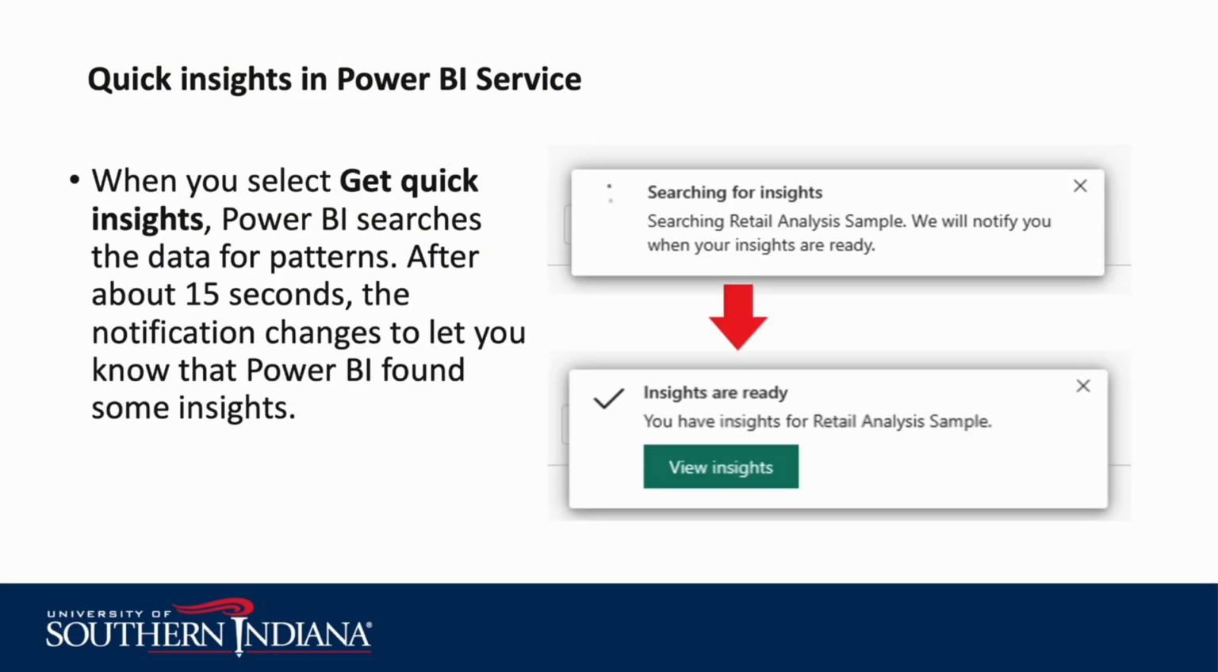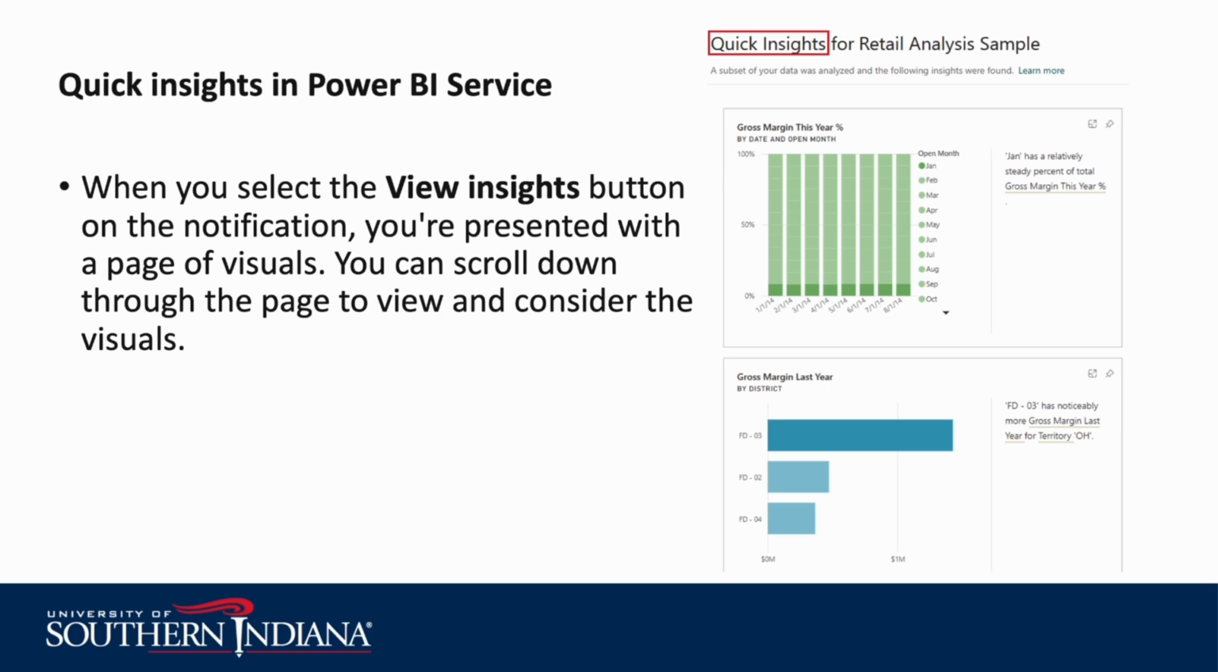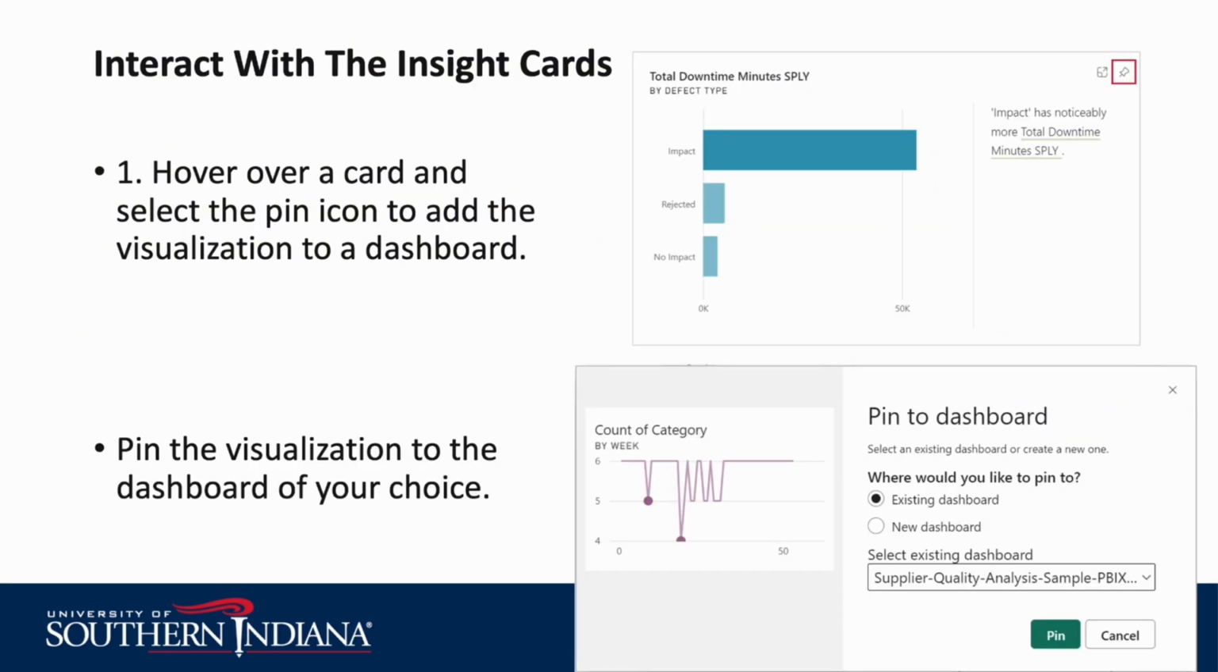After about 15 seconds, Power BI notifies you that insights have been found. Click the View Insights button to see a page of automatically generated visualizations. The screenshot shows the notification and the button to view insights. Once you're viewing the insight cards, hover over a card and select the pin icon to add the visualization to a dashboard. You can choose which dashboard to pin it to. The slide image shows the pin icon on a sample insight card.